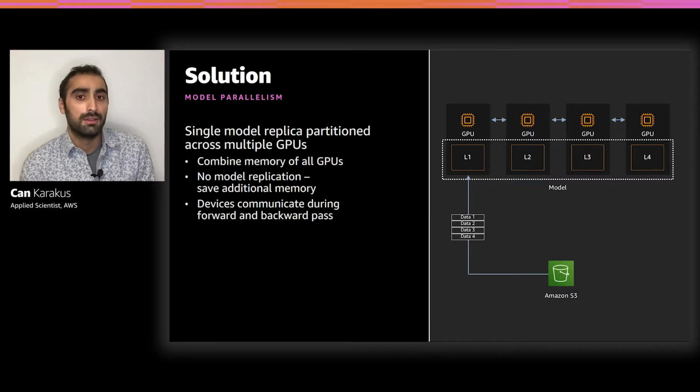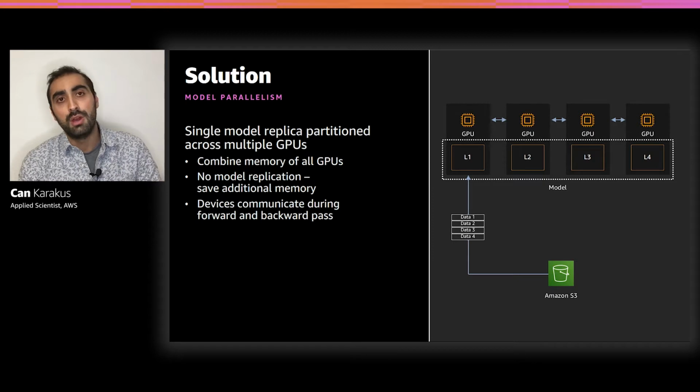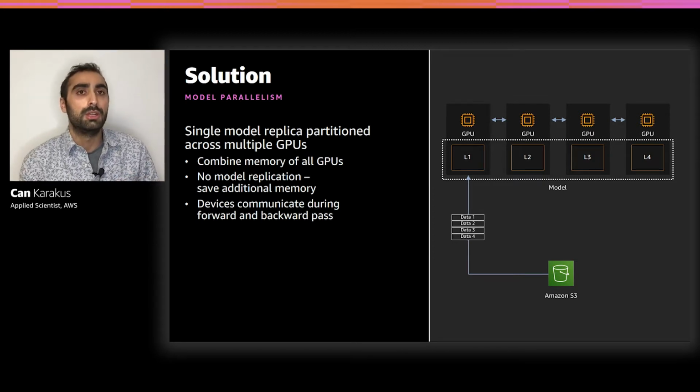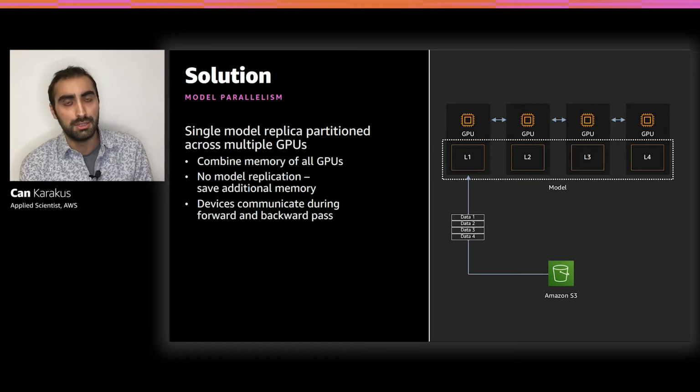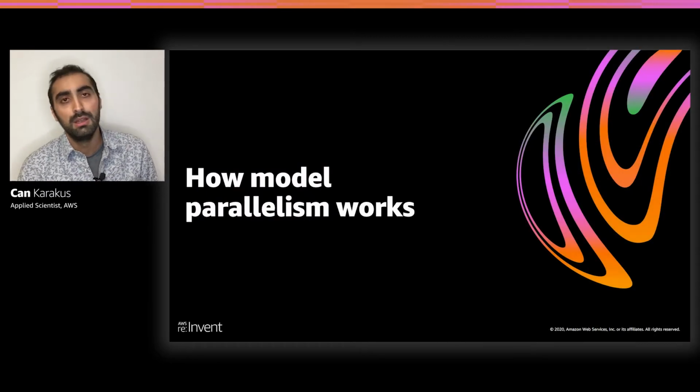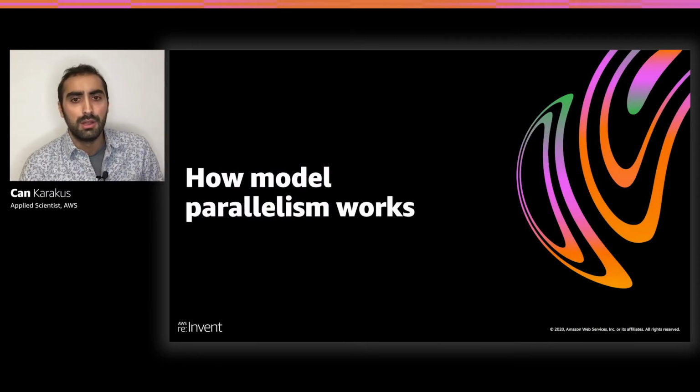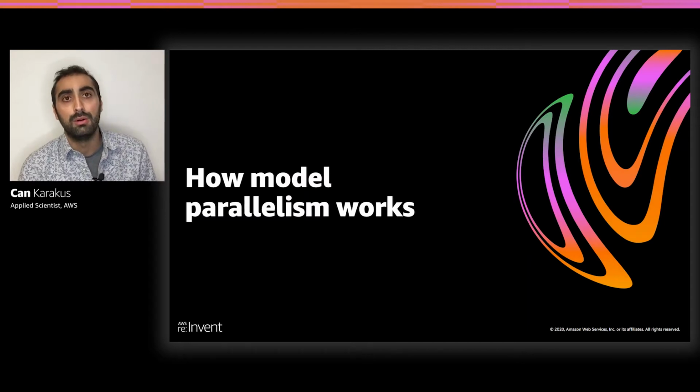once we do that, since each GPU has a different part of the model, these devices will need to communicate during forward and backward pass stages to exchange activations and gradients to be able to train. So this was a high-level overview. Let's dive into a bit more technical detail about how model parallelism actually works.